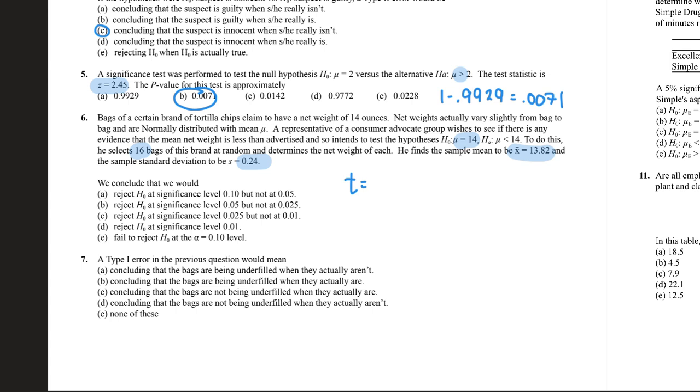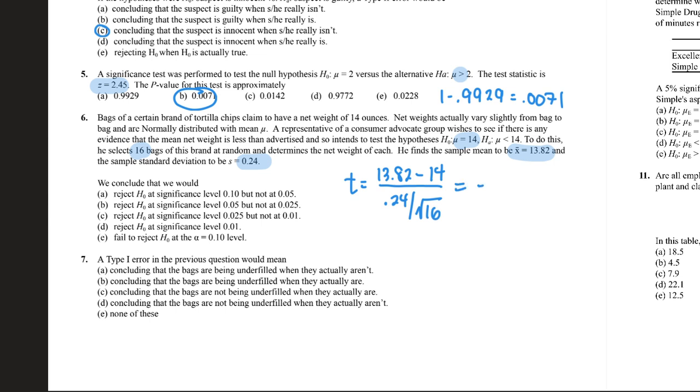So our test statistic is going to be X bar minus mu, so it's 13.82 minus mu, which is 14, divided by S over the square root of N, so 0.24 over the square root of 16.